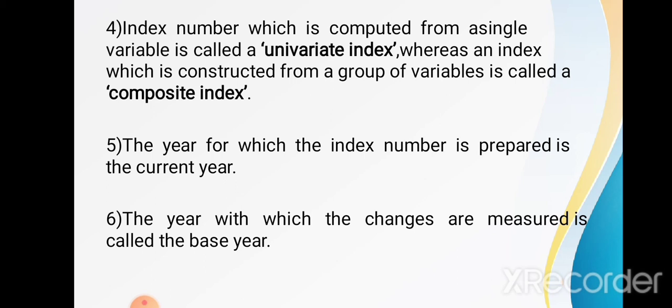And the sixth feature: the year with which the changes are measured is called the base year. Suppose you are comparing the index number of the changes in price between 2019 and 2020. So 2019 is called the base year and 2020 is called the current year. I hope the difference between the base year and the current year is clear. So I hope the fifth and the sixth features are clear to you.